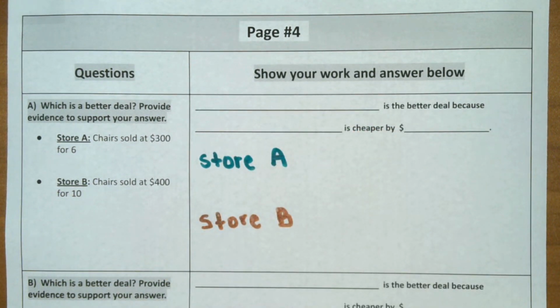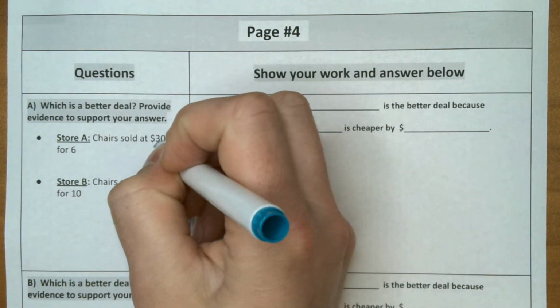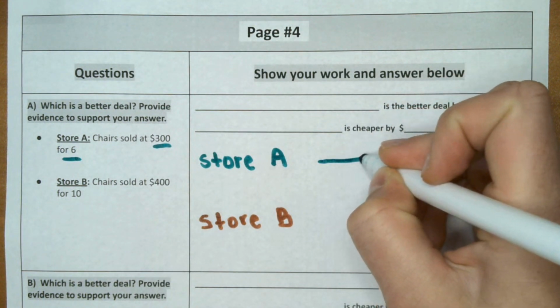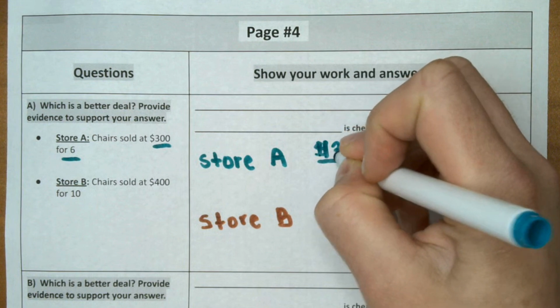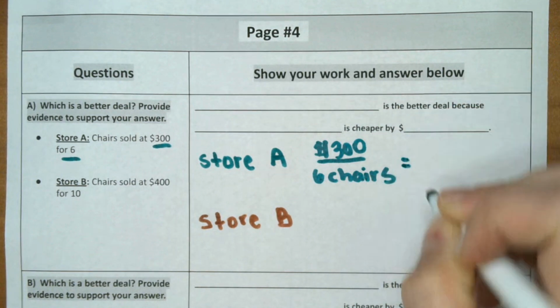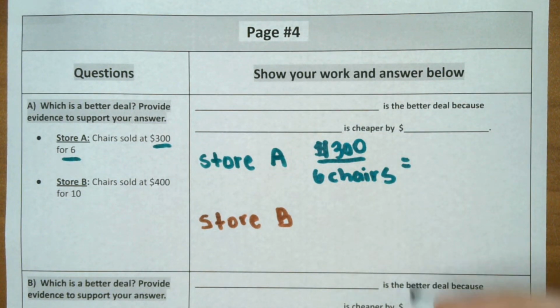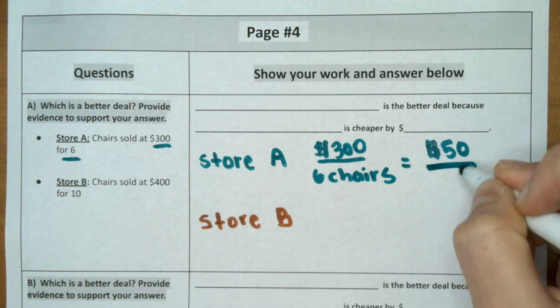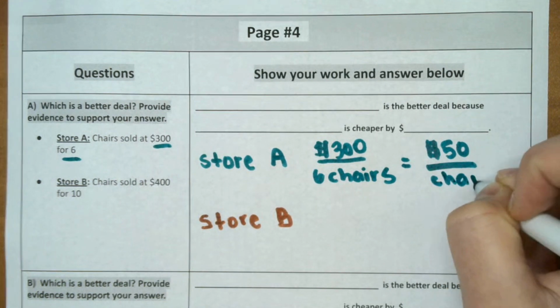All right, and when we're comparing our unit costs, remember that's one of our learning targets. We need to find the cost for one chair at each store. So in store A, it's $300 for 6. We want to know the cost of one chair. So we can write $300 divided by 6 chairs. And 300 divided by 6 is 50. So at store A, it's $50 per chair.